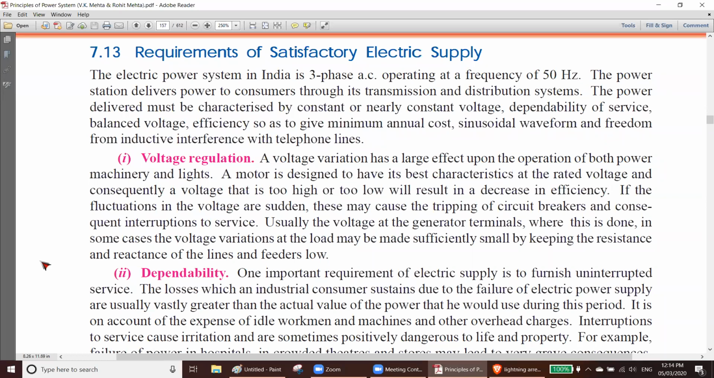Usually the voltage regulation is done at the generator terminal. In some cases the voltage variation at the load may be made sufficiently small by keeping the resistance and the reactances of the line and the feeders low. Normally the voltage regulation is done where the voltage is created, but there might be some exceptions as well.